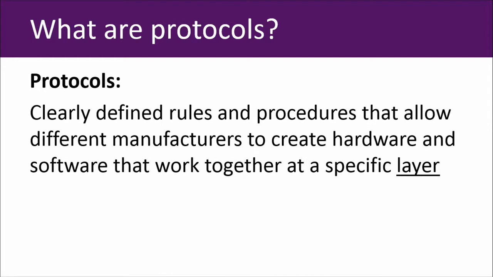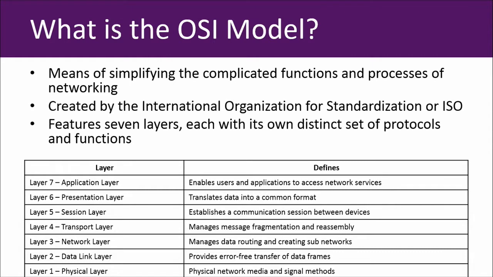You're commonly going to hear standards referenced in the same breath as protocols, okay? Protocols and standards are a little bit different. A protocol is a clearly defined rule and procedure that allows different manufacturers to create hardware and software that work together at a specific layer, right? So what are layers? Well, layers make up the OSI model. The OSI model is just a means of simplifying the complicated processes that occur during networking. We talked about how data was transferred in a previous module, and this model allows us to follow along with that process and understand which protocols belong at which layer and figure out what's going on, right?